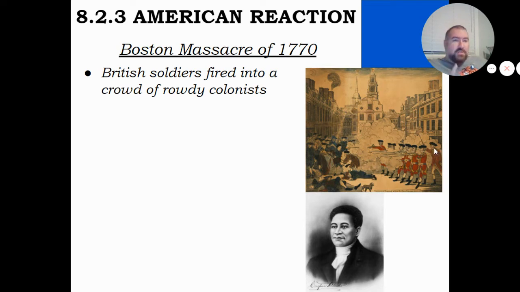And what's important is that even though they had clubs, like baseball bat type things, even though they had snowballs with rocks in them, they were for the most part unarmed. So what we have here is a group of soldiers firing on a group of people who are completely unarmed. And I think we all can agree that is a bad situation. Soldiers are there to protect the colonists, and instead they're firing on them. 6 colonists were killed in the Boston Massacre.